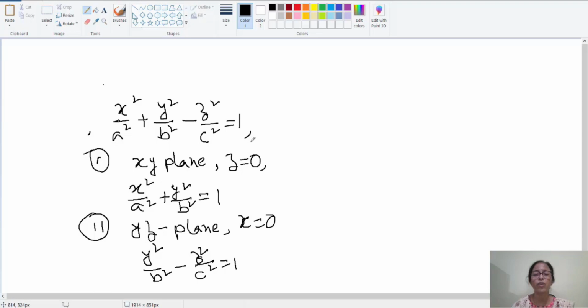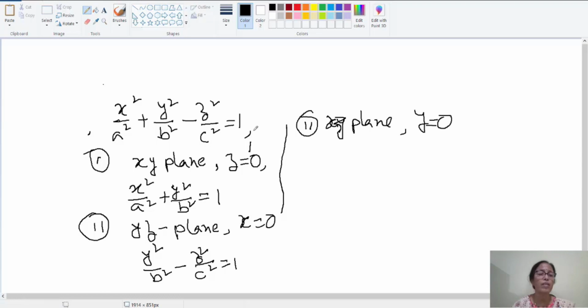Again we draw the graph for the xz plane. For the xz plane, y is 0. So if y is 0, the equation becomes x square by a square minus z square by c square equal to 1. Again, it represents a hyperbola.